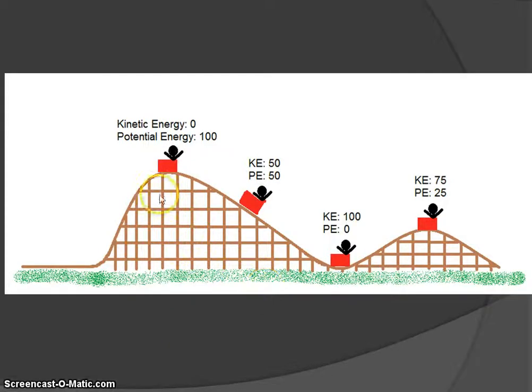Here's another example. A roller coaster. At the top of the hill, it's all potential energy. But as the car goes down the hill, some of it changes into kinetic energy, going faster and faster until it's all kinetic energy. And then that kinetic energy starts changing back into potential energy as it starts going back up the next hill.